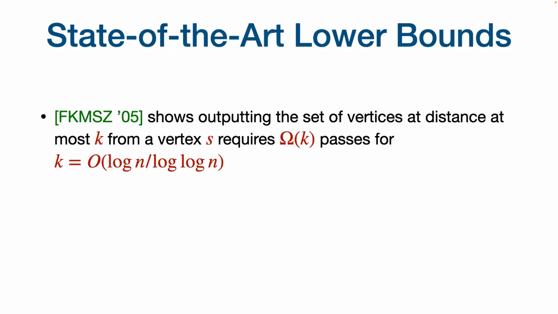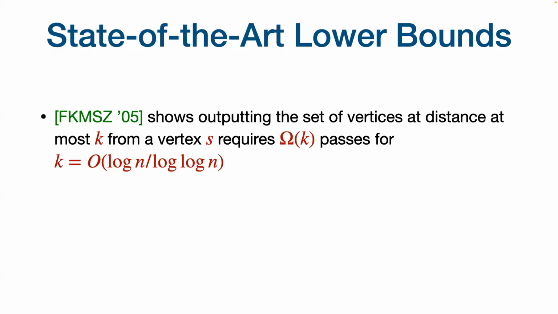And in terms of lower bounds, again, we're going to focus on getting a 1 plus epsilon approximation, but we'll see that later. So this paper, Feigenbaum et al., said that if you want to output a set of vertices, we're not talking about approximation anymore. It's just saying you have a source, and I'm asking for the set of vertices at a distance at most k from this source. Okay. So that needs omega of k passes, but it's not true for every k. It is only true for this particular range of k: order log n over log log n.